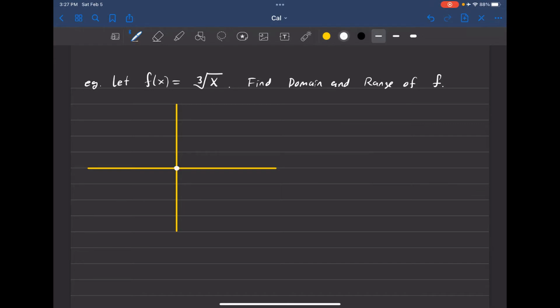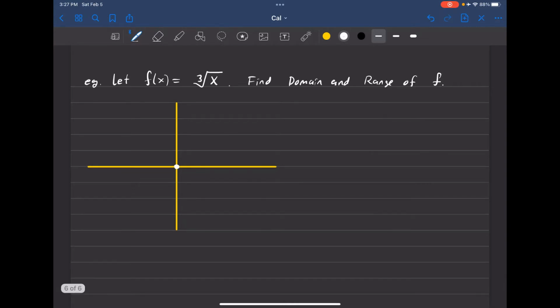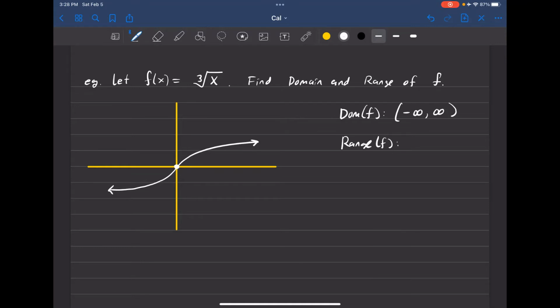It passes through 0, 0, because the cube root of 0 is 0. Then it gives us nice positive numbers as you plug in positive real numbers. And as you plug in negative real numbers, it also gives you negative real numbers as its output, so the graph also exists on this side. That's the graph of the cube root of x. Just by looking at the graph, we know the domain of this function is all real numbers, so negative infinity to infinity. Now for the range, you're observing the y values. It looks like everything here is also a possible output. Therefore, the range is also negative infinity to infinity.